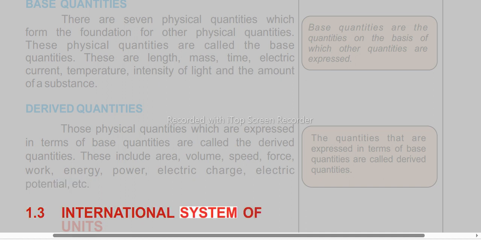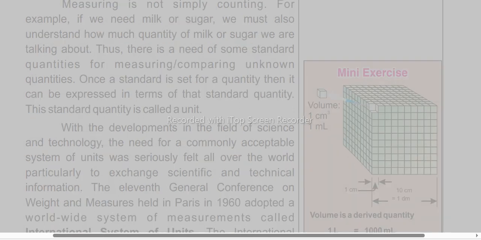1.3 International System of Units. Measuring is not simply counting. For example, if we need milk or sugar, we must also understand how much quantity of milk or sugar we are talking about. Thus, there is a need for some standard quantities for measuring and comparing unknown quantities. Once a standard is set for a quantity, then it can be expressed in terms of that standard quantity. This standard quantity is called a unit.